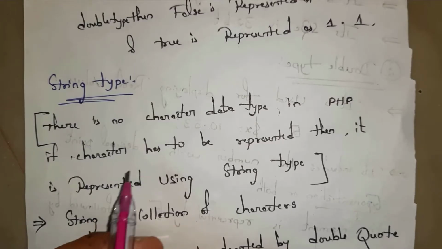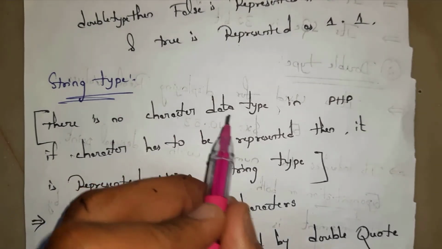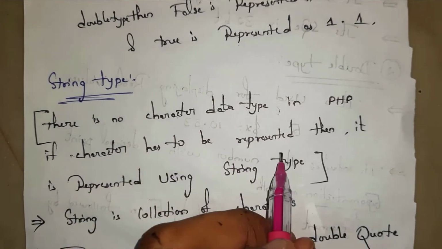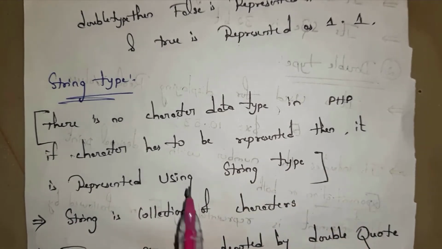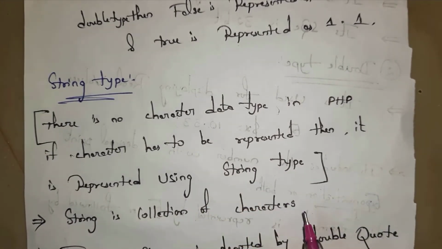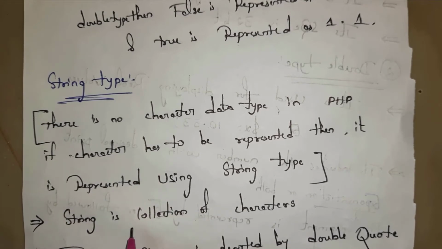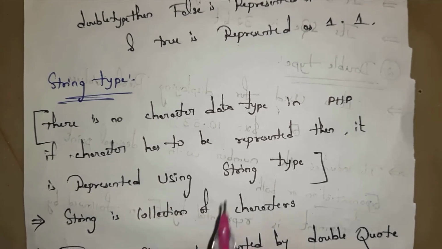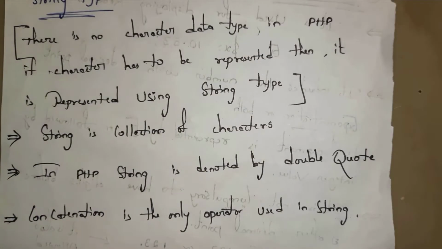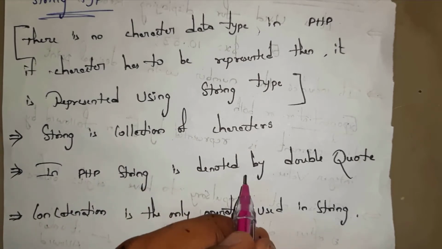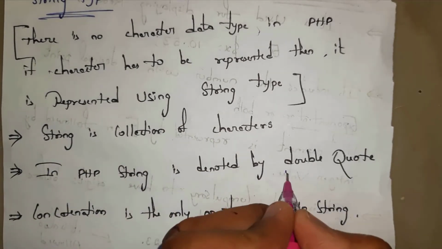Next one is string type. There is no character data type in PHP. If a character has to be represented, then it is represented using the string data type. In C programming we have a character data type, but in PHP we don't. String is nothing but a collection of characters. In PHP, string is denoted by double quote.